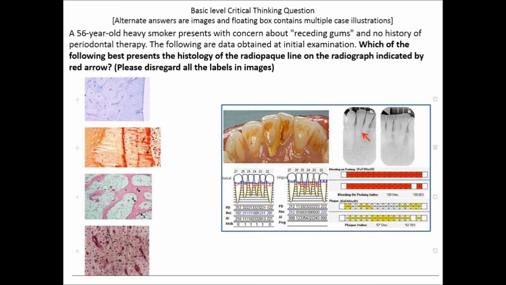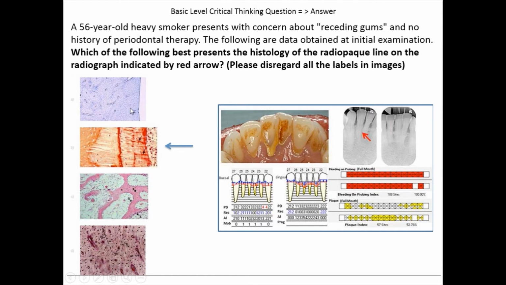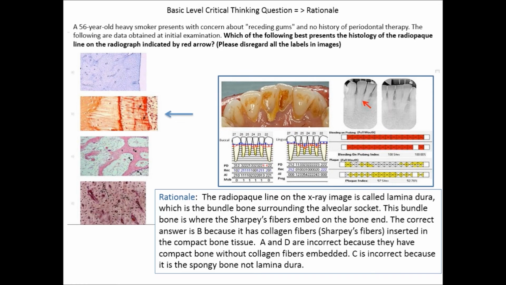So here, amongst the various clinical scenarios, one of the questions is, point of this red arrow, what is that bone like? So the student can enlarge and see that it's the bone lining the socket of the tooth. So which of those bone types most represents that? And the answer is B.